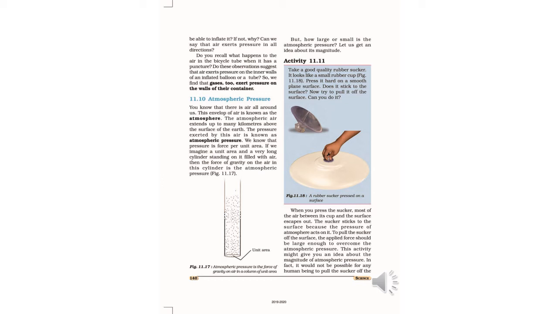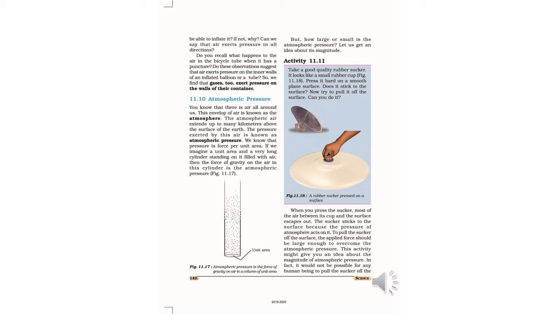In order to pull the sucker off the surface, the applied force should be large enough to overcome the atmospheric pressure. If you apply some tools or other heavy objects, with more force than atmospheric pressure, then only the sucker can come out. It's not possible for any human being to pull the sucker off the surface. With our hand, if we try to pull, it will not come out.